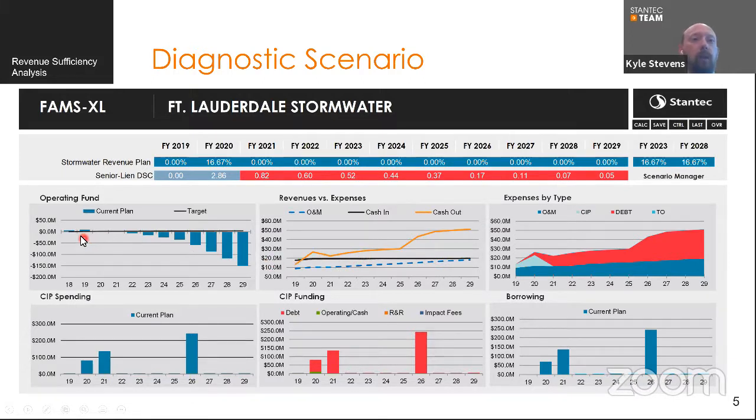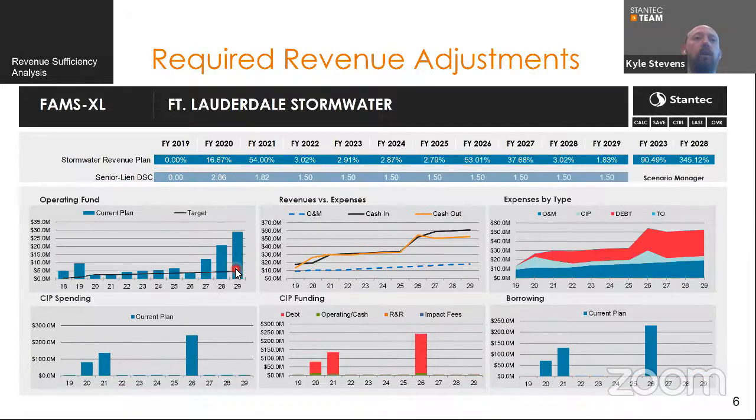And one way to see that is the reserve balances of the fund, which are slightly positive, but then very quickly go in a negative direction, which can't necessarily happen, but this shows the negative trajectory. And so the next question that we would ask is, what would it take from a revenue adjustment standpoint to make this a sustainable paradigm going forward?